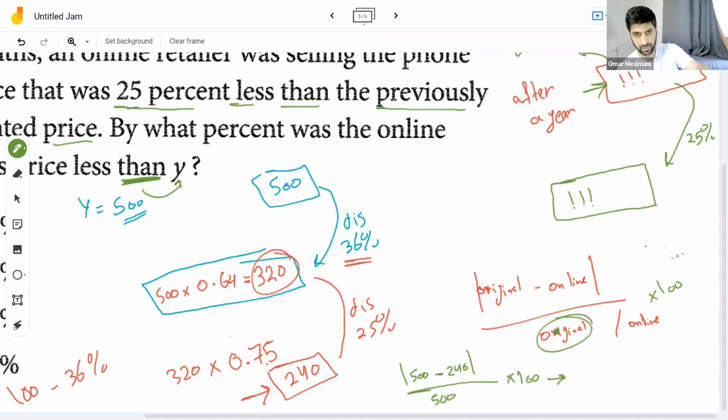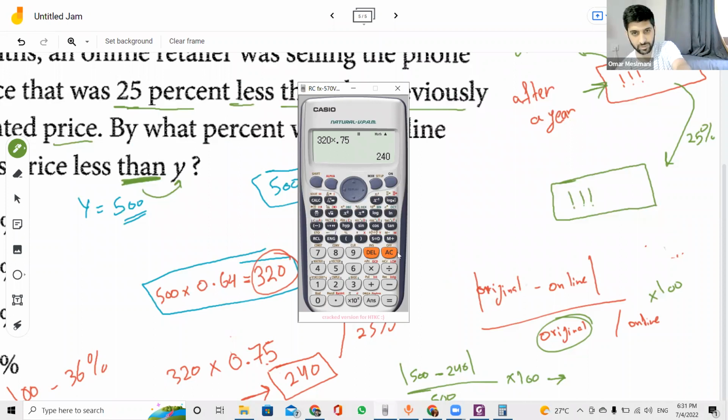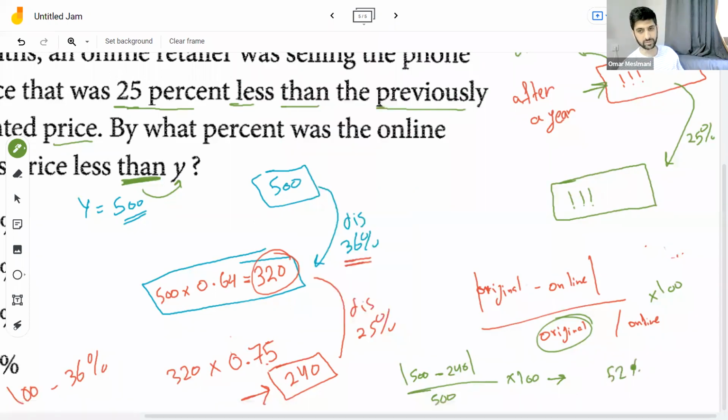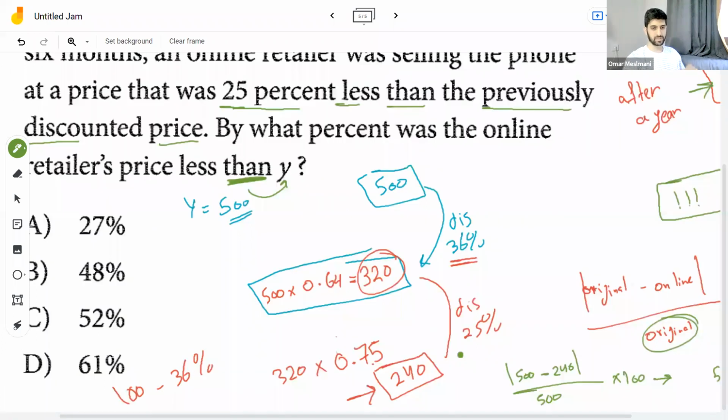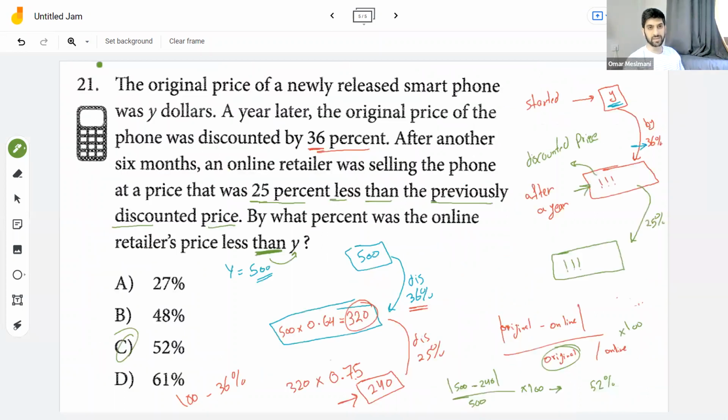When you do this on the calculator, I guess you're going to get the correct answer. Let's try to check. Fraction 500 minus 240 over 500 times 100. And now the answer is 52%. And the answer is C. The question here, Mister, if I used any different number, should I get the same answer? The answer is yes, you will get the same answer.